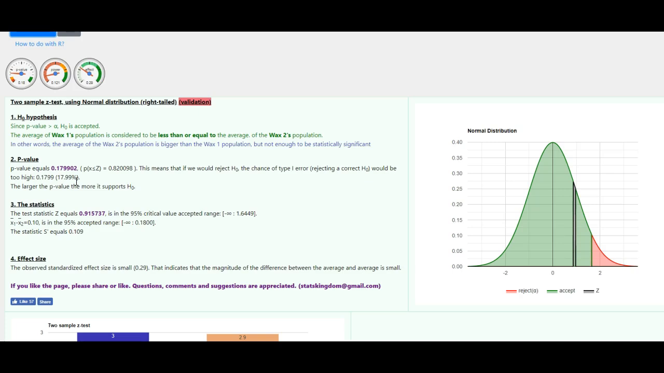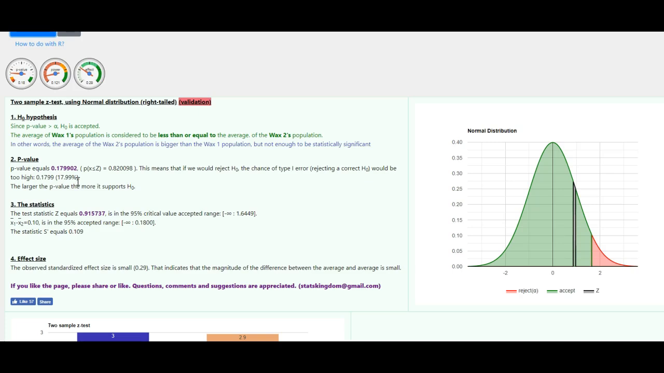But that wasn't our claim. Our claim was that wax 1's mean time was greater than wax 2's mean time. And therefore, we have to say we don't have enough evidence to support our claim.